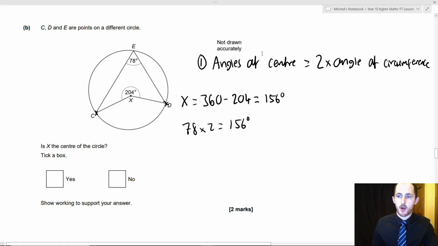So this circle theorem holds true. Because this circle theorem holds true, this must be a centre, because it would only hold true if it's an angle at the centre. So in other words, it's yes. Okay. So far so good, I think.